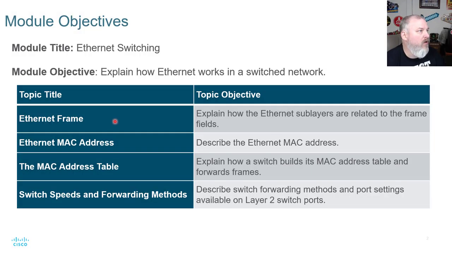This video covers Module 7, Ethernet Switching. The module objectives for Module 7 are Ethernet Frame and Ethernet MAC Address. We'll be talking about that. We will also be going over the MAC Address Table and Switch Speeds and Forwarding Methods.